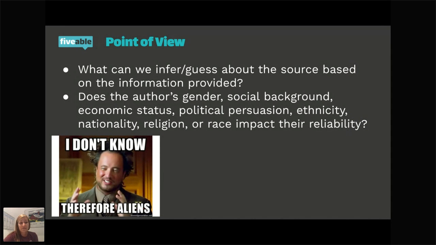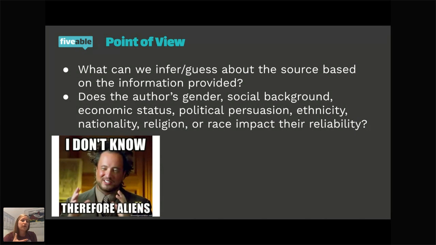So looking at point of view, we're going to look at what can we infer or guess about the source based on the information provided. Unless you've read a biography of President Jimmy Carter, chances are you probably just know he's President Jimmy Carter, President of the United States. Maybe you don't know that at all, it's fine.